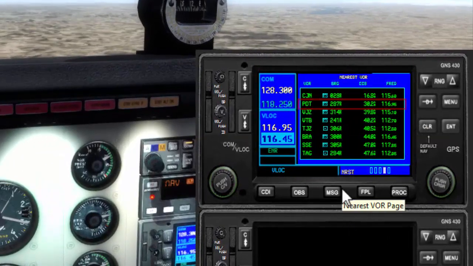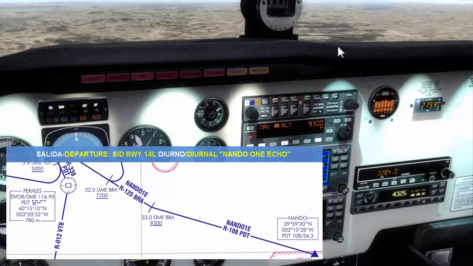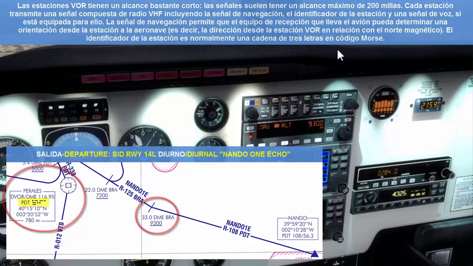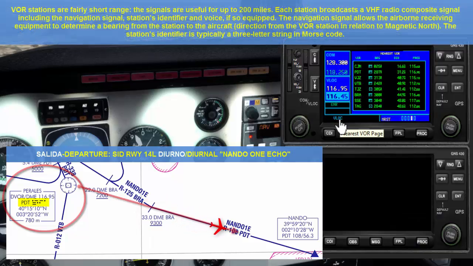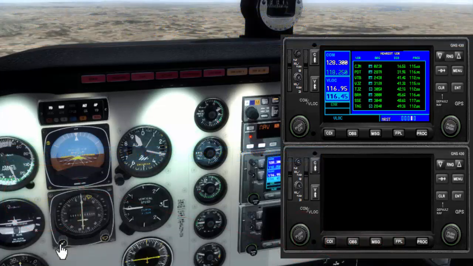And we continue taking a look at the Papa Delta Tango VOR, exactly at the nearest board page, because we need to know we are reaching a certain point. And to be sure we are reaching the Papa Delta Tango VOR, if you press that button, do you listen to that? Okay, that is the Morse code, the identification code of the VOR. So in fact, we are having the signal, and right now we are following the radial 108, and our goal right now is to reach NANDO, which is at 56.3 nautical miles. Okay, and that is our goal.